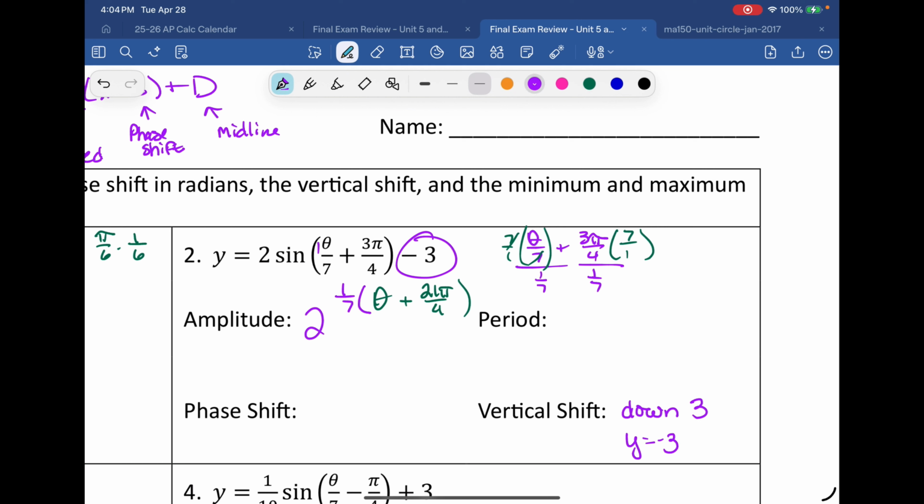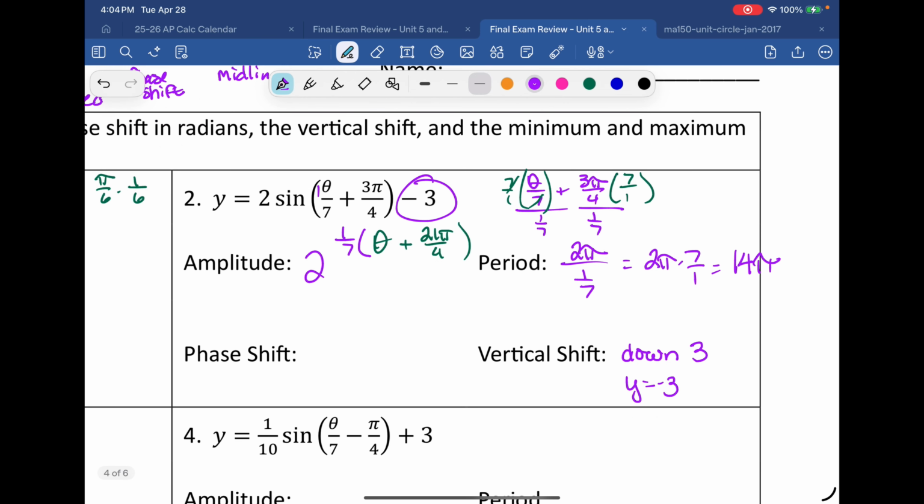A period, 2 pi divided by the B is 1/7. So this would be 2 pi times 7 over 1. Multiplied by the reciprocal, so that's 14 pi. And then the phase shift is plus, so we're going to the left, 21 pi over 4.